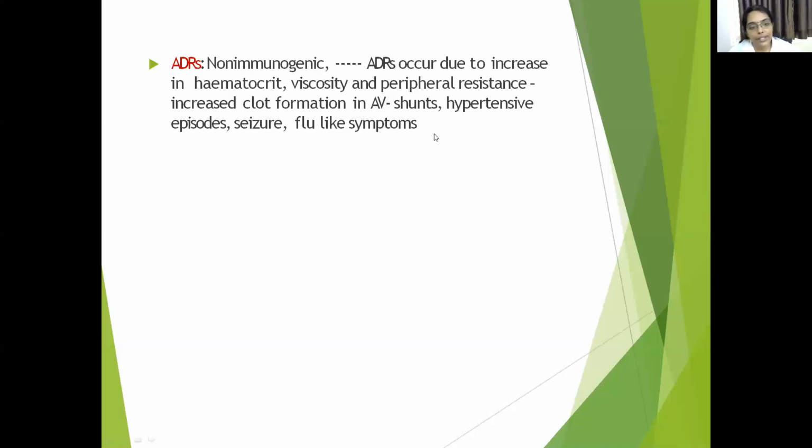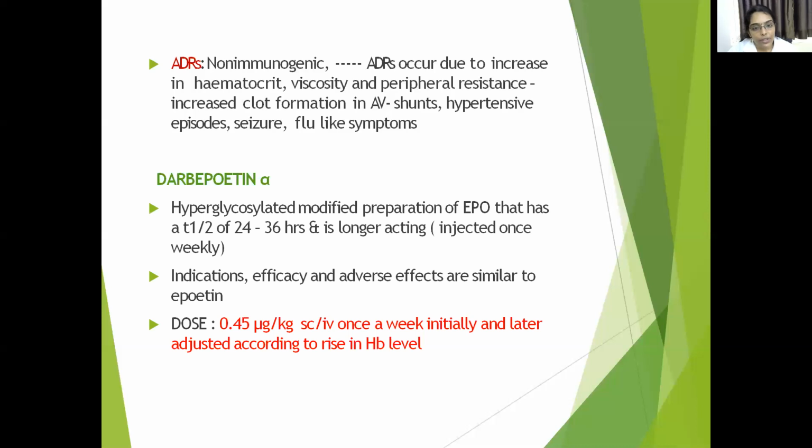The last point is darbepoetin alpha. So this is a modified preparation of erythropoietin. It is a hyperglycosylated modified preparation of erythropoietin that has a half-life of 24 to 36 hours and it is longer acting. It is injected once weekly. Indications, efficacy and adverse effects are similar to epoetin. Dose is 0.45 microgram per kg, SC or IV, once a week initially and later adjusted according to the rise in Hb level.